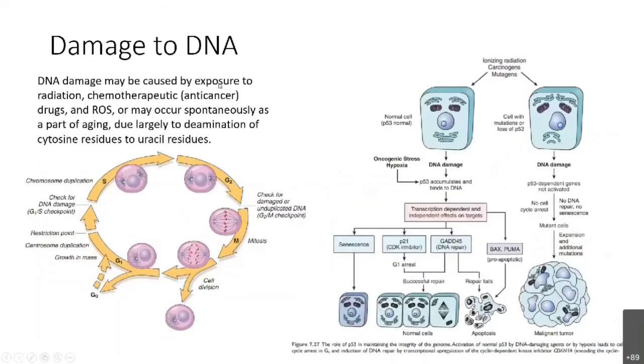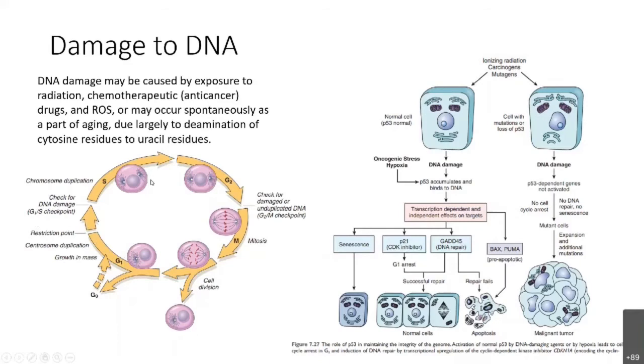Now, next is damage to DNA. We have seen the mitochondrial damage, the membrane damage, and next the damage to DNA. Now, DNA damage can be caused by exposure to radiation, chemotherapeutic drugs, and reactive oxygen species, or it may occur spontaneously as a part of aging. In a normal cell cycle, we know that there are 4 phases: G1, S, G2, and M. There are 2 checkpoints, between G1 and S, and between G2 and M. Now, suppose the cell is damaged or has acquired some mutations in the G1 phase, the purpose of the G1/S checkpoint is to check whether there is any damage, so that this can be rectified before it goes into cell replication.